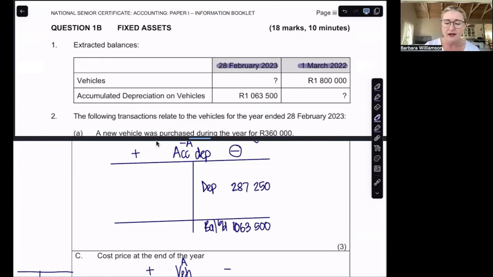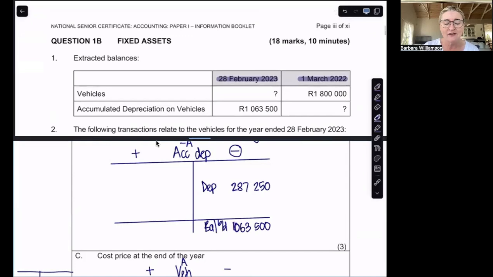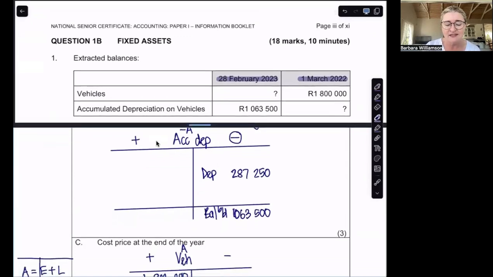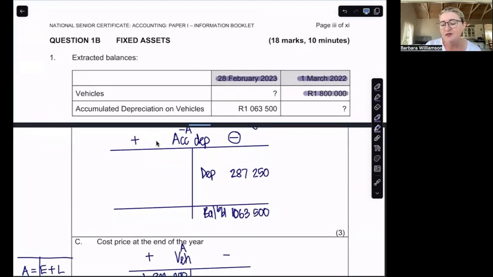Okay. Right, now that we've set out our basic answers, we can go and look at the actual information. And you can see over here that, in fact, they have given us the beginning balances for vehicles and accumulated depreciation that I've actually already used. If I hadn't picked up that I needed them from the note, I could pick it up over here.